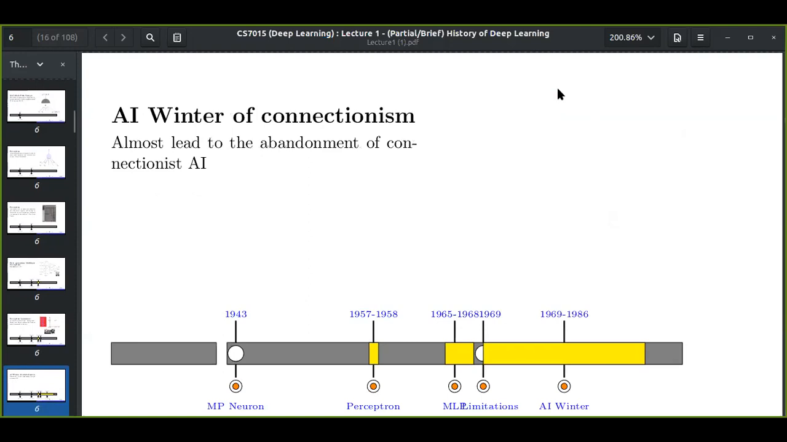This was a major setback for research in AI, and it almost stopped the entire field. All the funding and all the research stopped after the publication of this book.